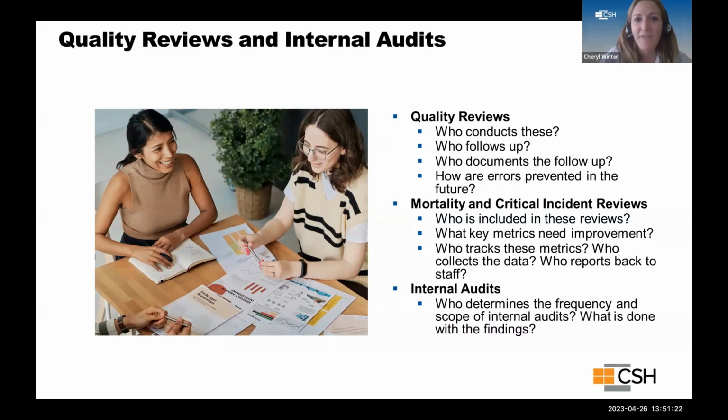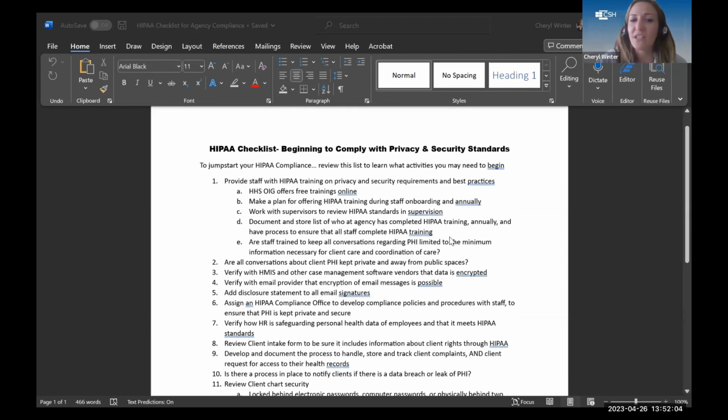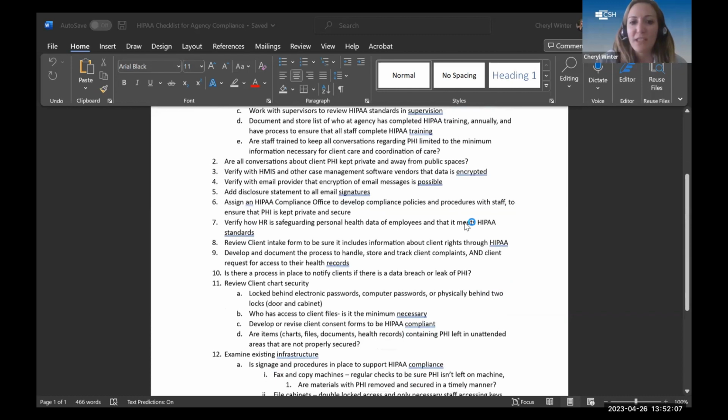I'm going to share, we also have a HIPAA checklist that I will put in the chat right now. This is a checklist that can help your agency get started on where to begin with HIPAA compliance. It will walk you through questions about how your files are stored. Are staff trained in certain elements related to HIPAA privacy and security? Do you have a plan for those staff trainings? Are you working with supervisors to review those standards in supervision? So it can help walk you through, if this is brand new to your agency.